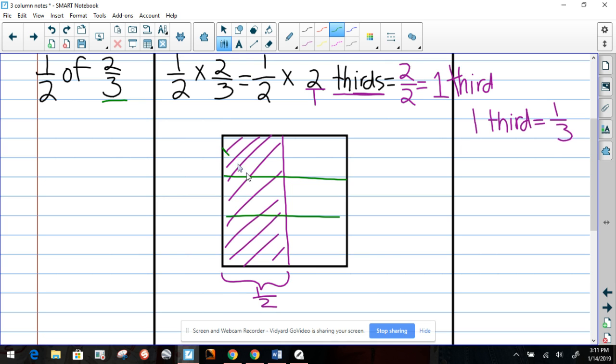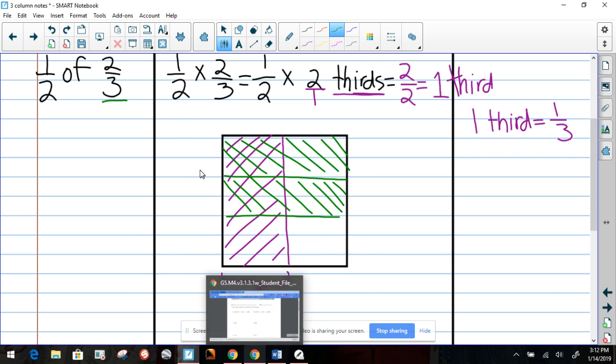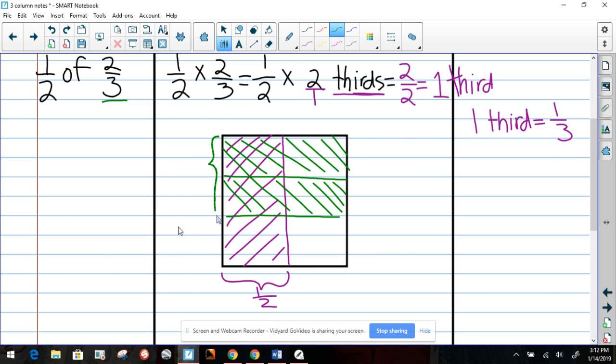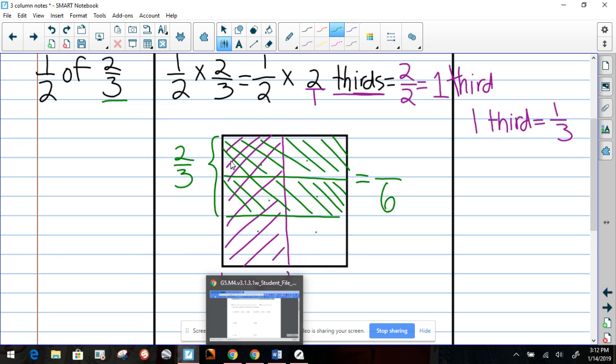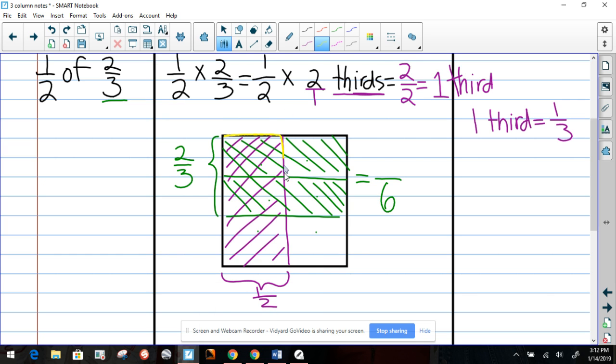So it's going to be 1, 2, 3 thirds. But I got to shade 2 of them because the problem says represent 2/3. And now I can show you that this is 2/3. Now your answer should be, how many are in total here? 1, 2, 3, 4, 5, 6. So that will be 6. And how many of them overlap? As you can see, the only ones that overlap is this section right here. And those two count as 2. So the answer on the top will be 2.